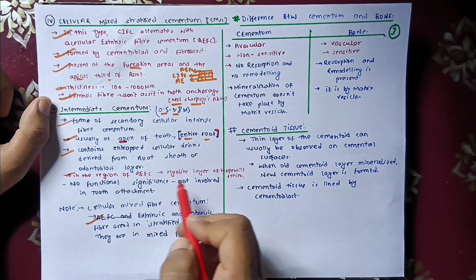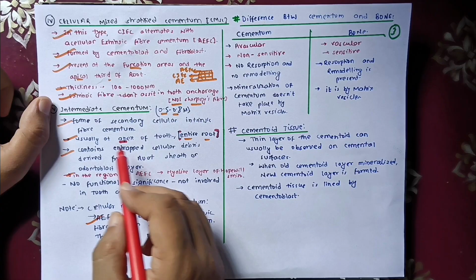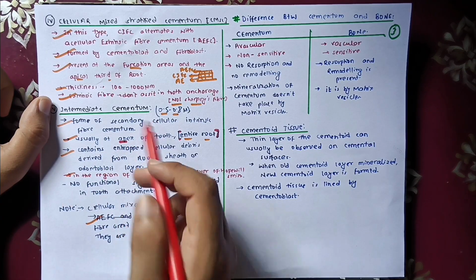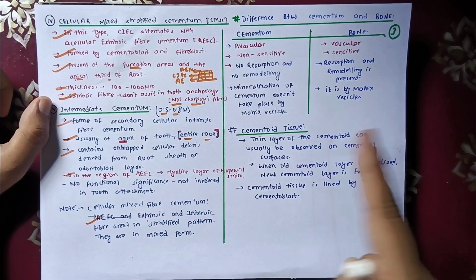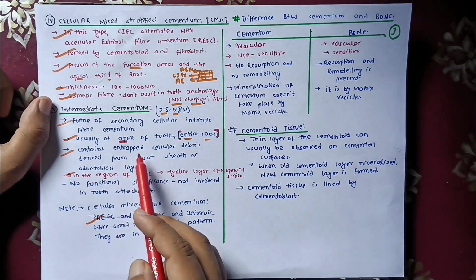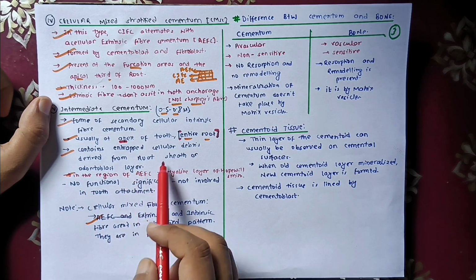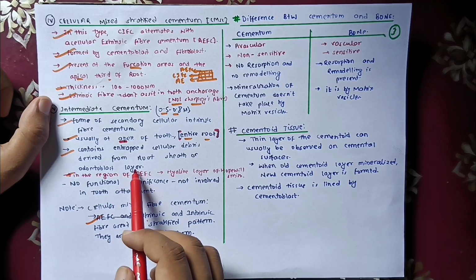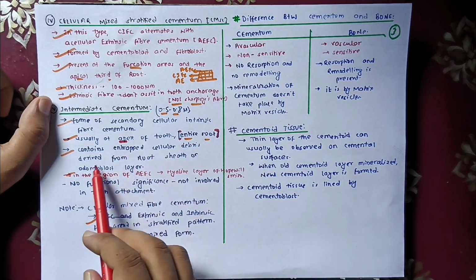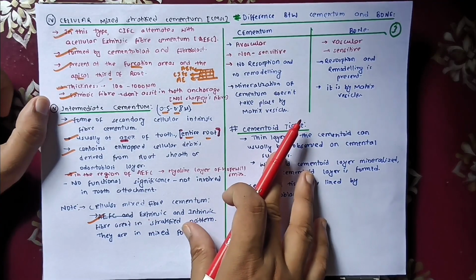But in the AEFC region we call it the hyaline layer of Hopewell Smith, while in the apex region we call it intermediate cementum. So the name is different at different places, and it contains entrapped cellular debris derived from the root sheath or the odontoblast layer. This cellular debris is entrapped in the intermediate cementum.